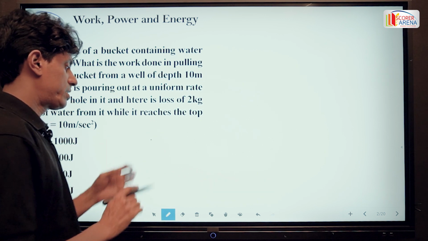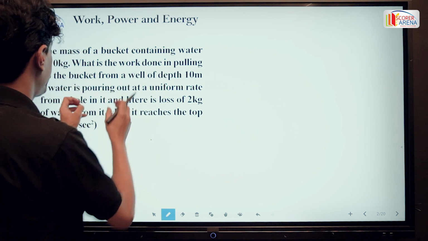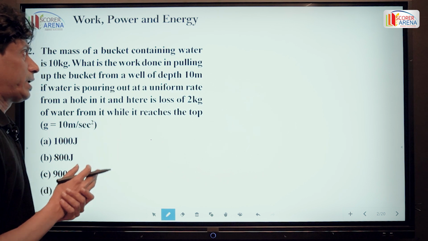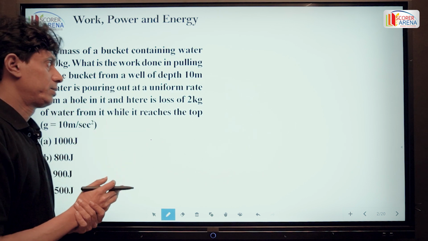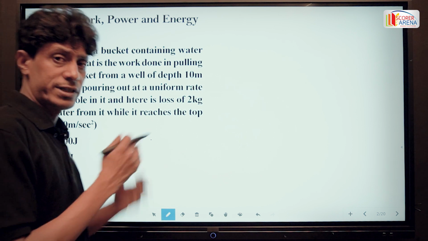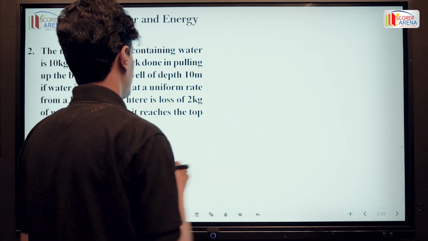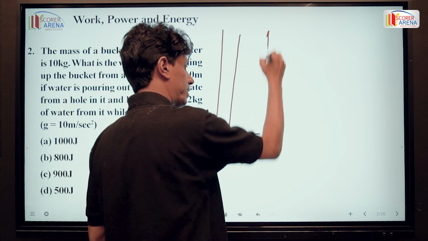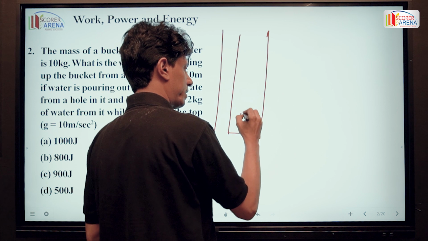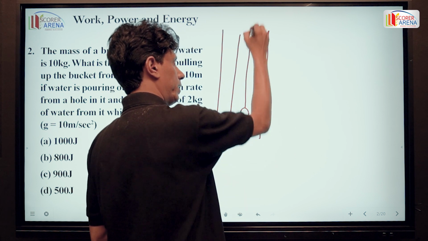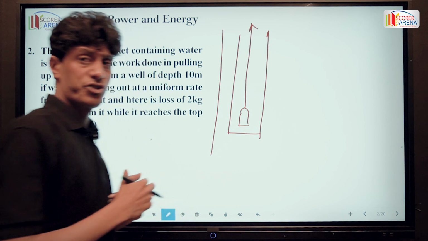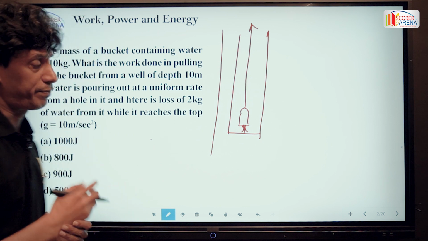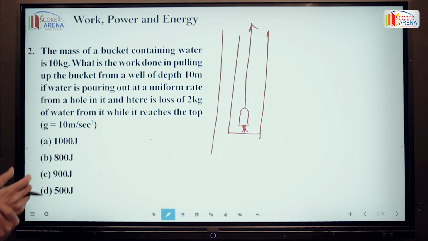So here, when the bucket is pulled up by the string from a well, the mass of the water is continuously lost at a particular rate. Therefore the mass is variable. First we have to calculate. Let us say there is a well, and here is a bucket pulled up by a string, and it is continuously losing water at a constant, uniform rate.